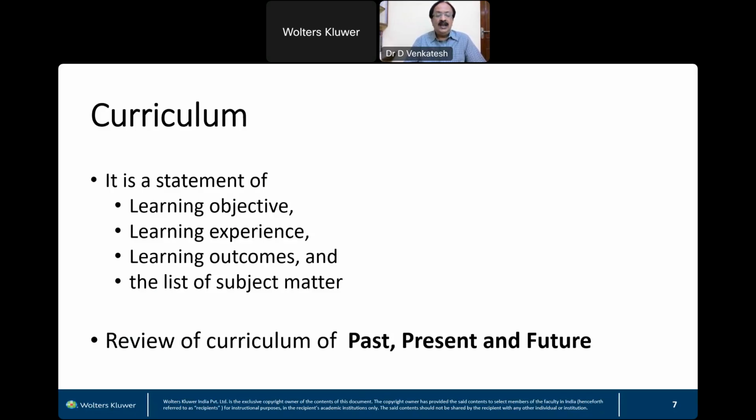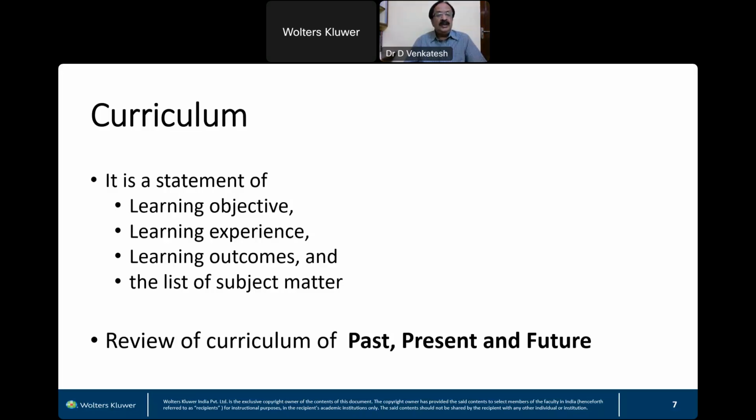And what is the learning outcome? What is the expected outcome? And it also measures how well you have been able to achieve the learning outcomes. And then it lists the subject matter which is to be studied.